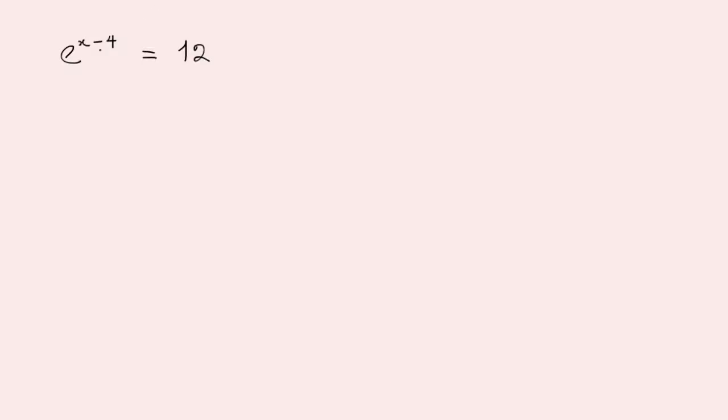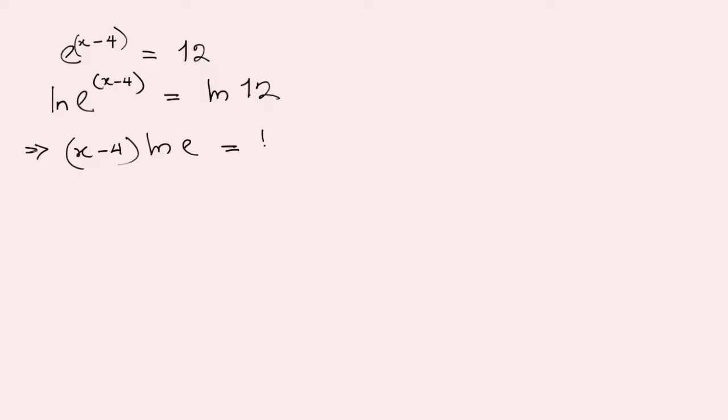If we have e to the power of x minus 4 equals 12. Now, we don't always have to take the common log of both sides. In this case where we have an e, it could be more advisable to take the natural log of both sides, which is the ln. So if we have ln e raised to power x minus 4 equals ln 12. Now, this can be written as x minus 4 ln e equals ln 12.